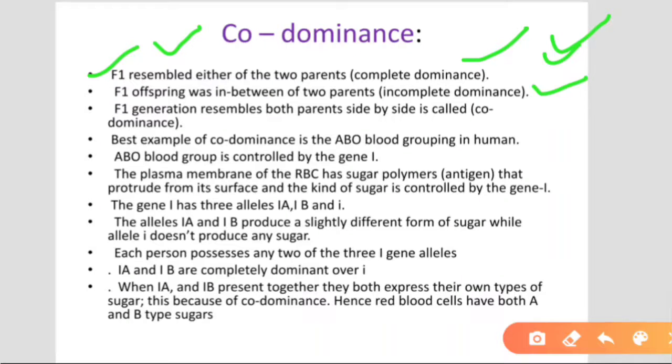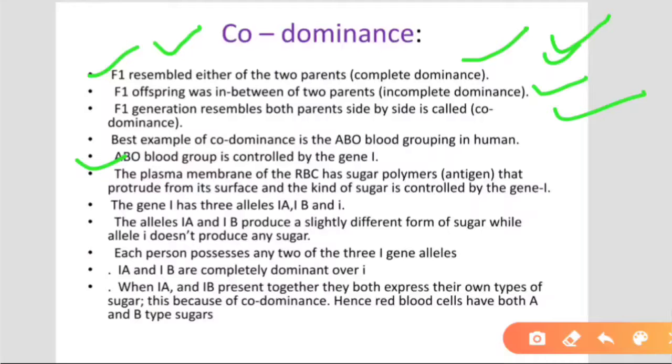And the third stage, in the F1 generation it resembles both parents. That means in the F1 generation the character shows from both parents, then it is called codominance. The best example of this codominance is ABO blood grouping in the human population.